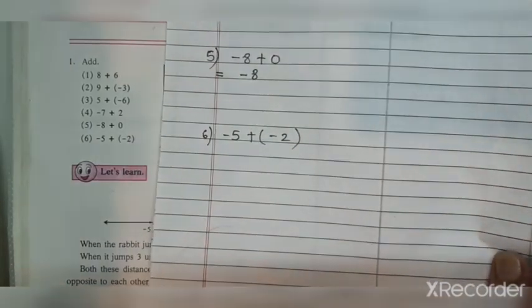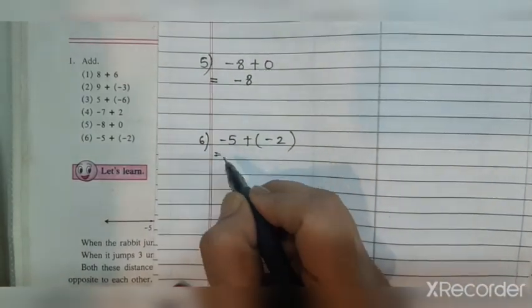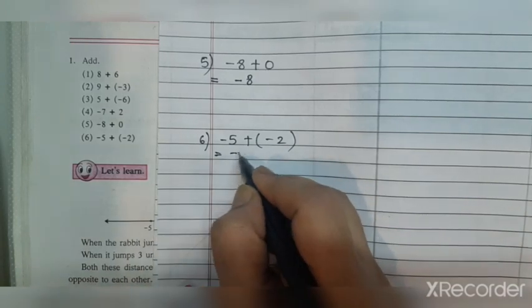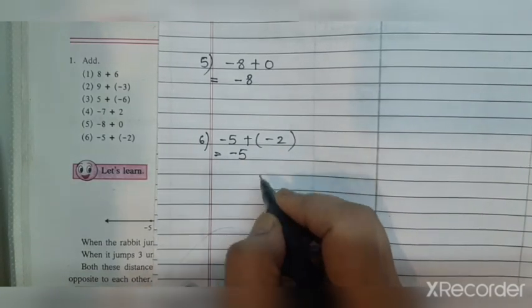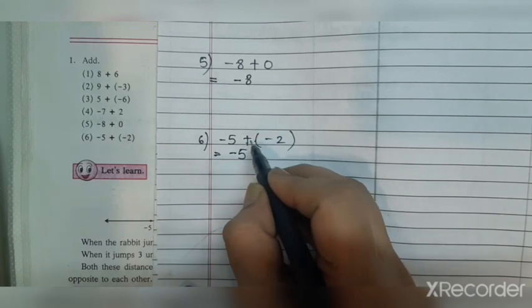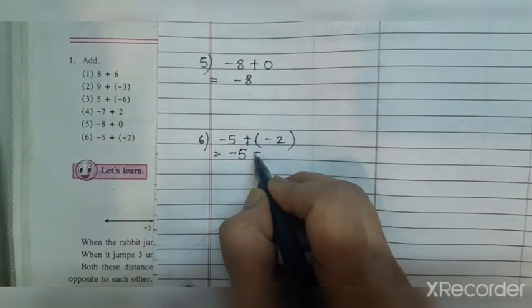And sum number 6. Here we have a bracket. So as I told you, first solve the bracket. So let negative 5 remain as it is. Plus into minus. I told you bracket means multiplication. Plus into minus is minus 2.